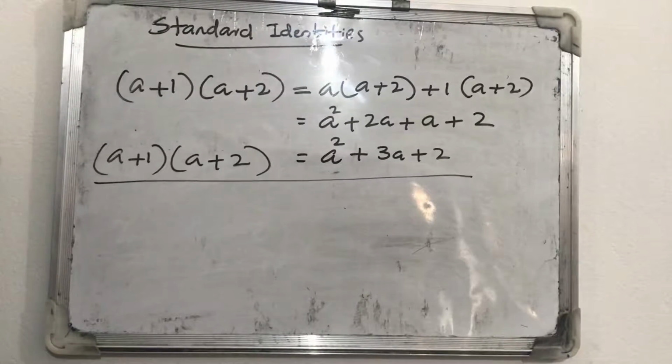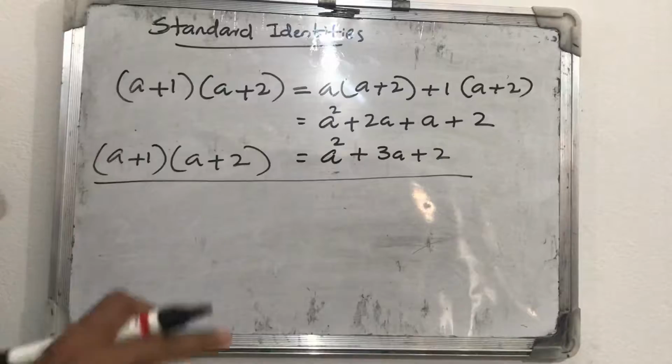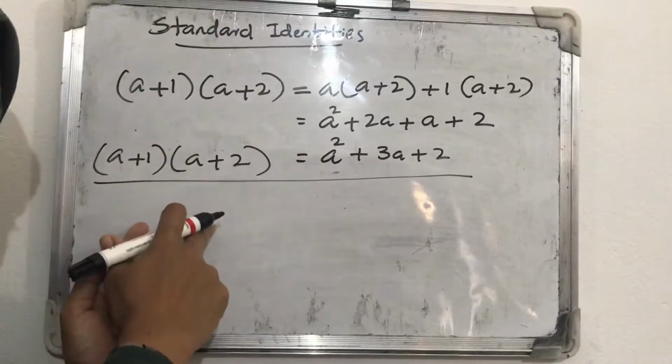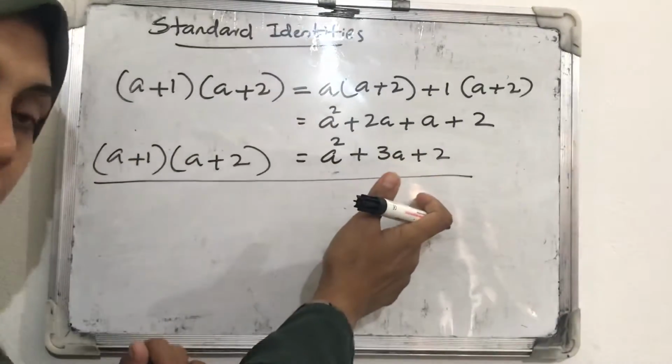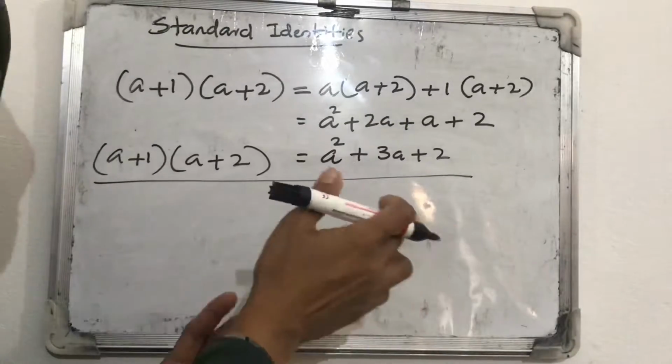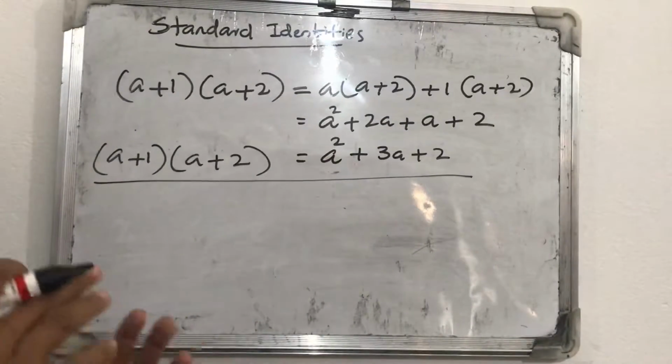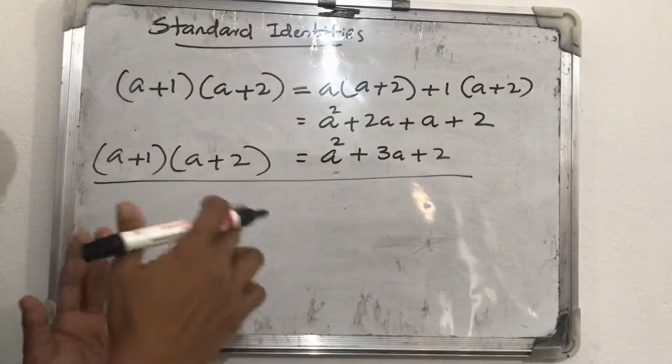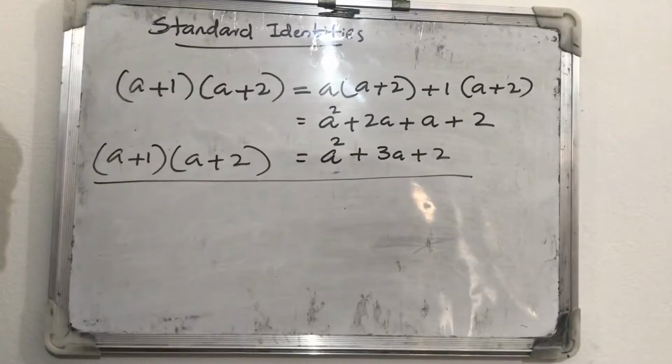When we give any value for the given variable a, suppose a is equal to 3 or a is equal to 10, what will be its value on the left hand side and what will be its value on the right hand side? Are they equal or not? If they are equal on both sides, then only it will be an identity.